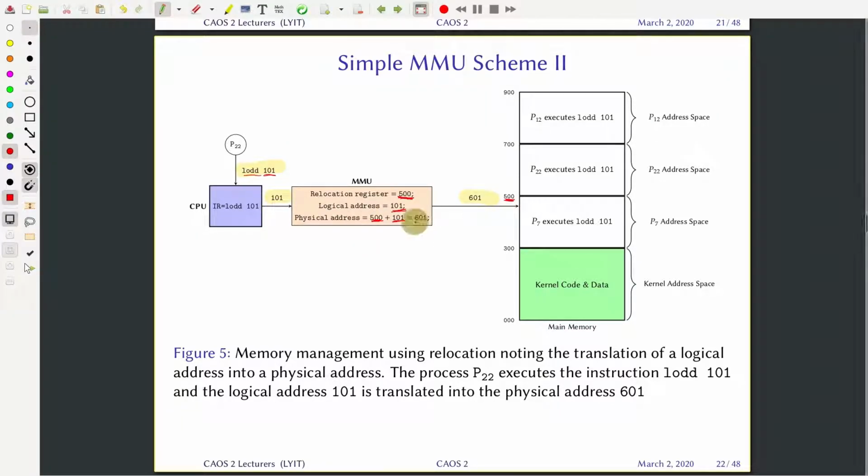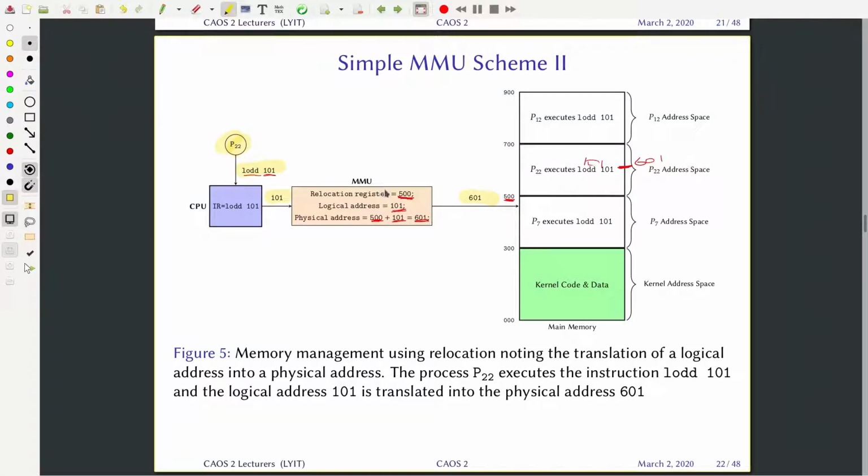So that gives us the new physical address, which is 601, which would be roughly about here. So its physical value is 601, but its logical value is 101. The process, P22, doesn't even know that this is taking place because it is hidden from it. It's only ever able to see its logical addresses.